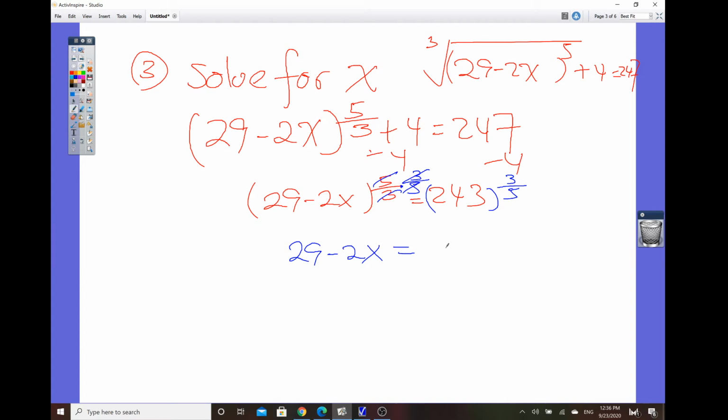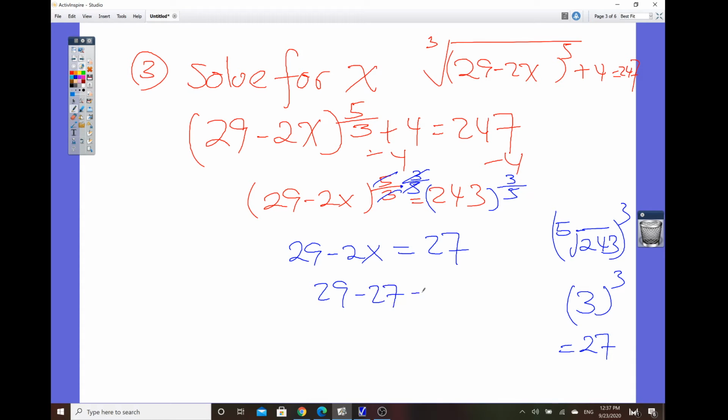Okay, so let's see what that is. This one is considered the 5th root of 243 to the power of 3. So the 5th root of 243, that would be considered 3, to the power of 3. So then that would be what, 27? So 29 minus 27 equals 2x. So what I did, I just swapped those terms. So that means 2 equals 2x.